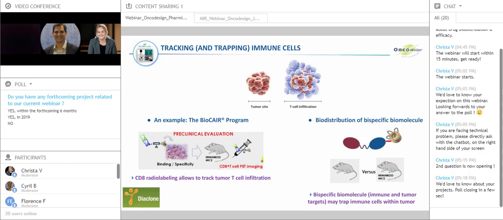And in such a case, we will label the bispecific molecules and compare their biodistribution in normal mice, bearing a tumor or not, versus humanized mice with T cells or any subpopulation, PBMC or any subpopulation. And so we can compare within the tumor if indeed the biodistribution is different in the presence or absence of humanized immune cells. This is a very interesting approach to really determine if you trap immune cells within the tumor.